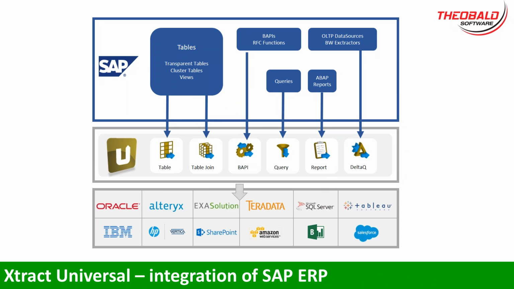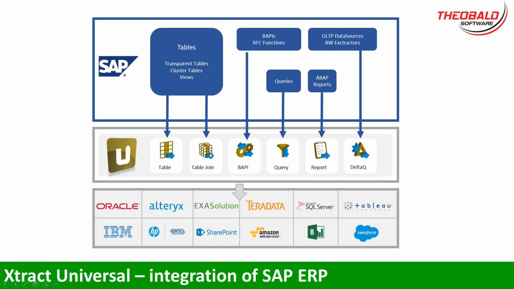A more complete view of this architecture is on the next slide. As you can see here, in the SAP system, we have many different possibilities to get data from. For example, data is stored in tables. We can use our Extract Universal components table and table join to access table data on the SAP system. I would say that's the easiest component to get data from the SAP system.